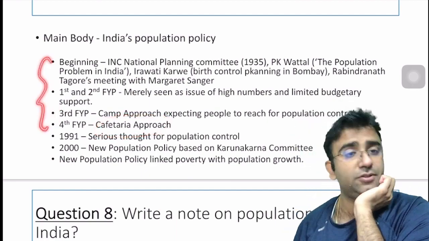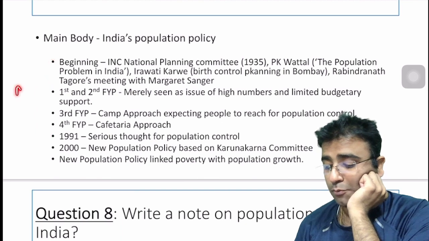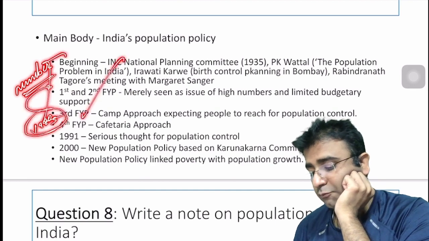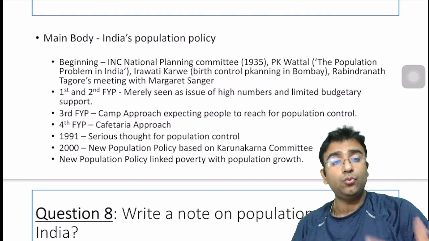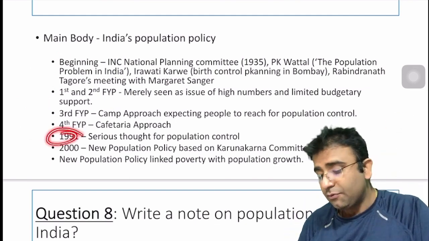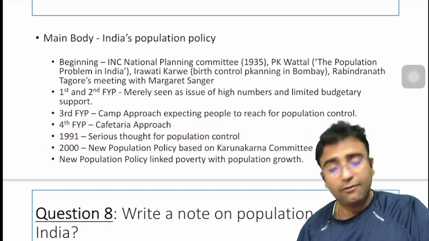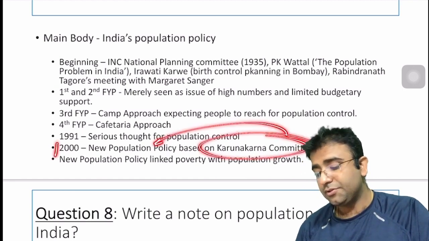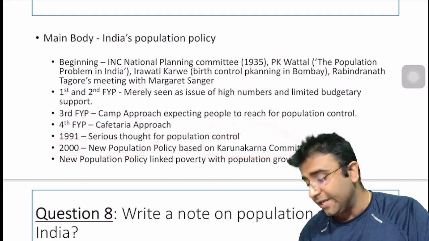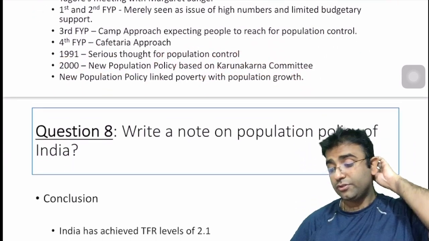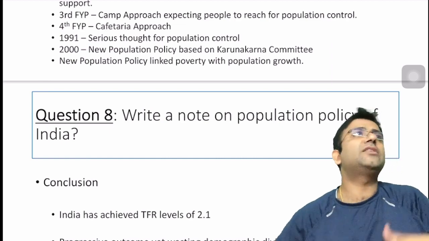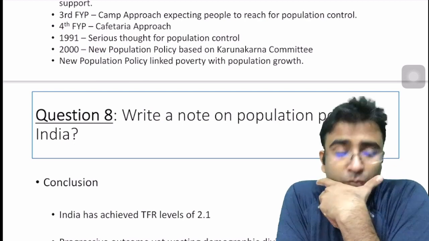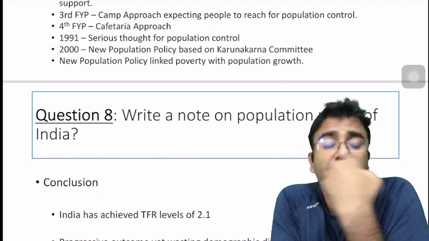But all through these years, we targeted the population problem as a problem of numbers, and that is why even till the 1990s, we witnessed that our population policy was failing. How did we change then? In 1991, we started giving serious thought to population control, and we established the Karunakaran Committee. The Karunakaran Committee gave certain recommendations, which resulted in the 2000 new population policy that linked poverty with population growth, and therefore since 2000, the government of India's approach to population control has drastically changed, to focus on population growth as a result of poverty.